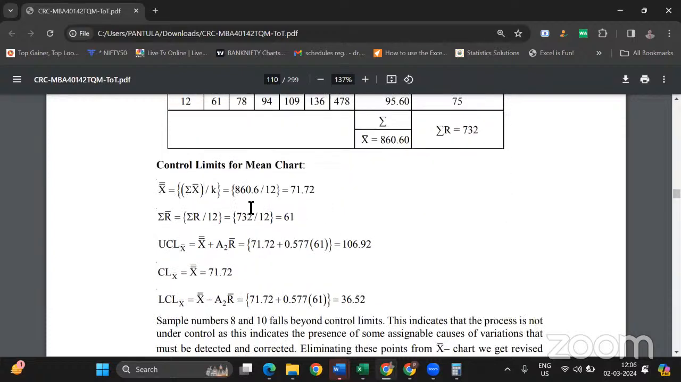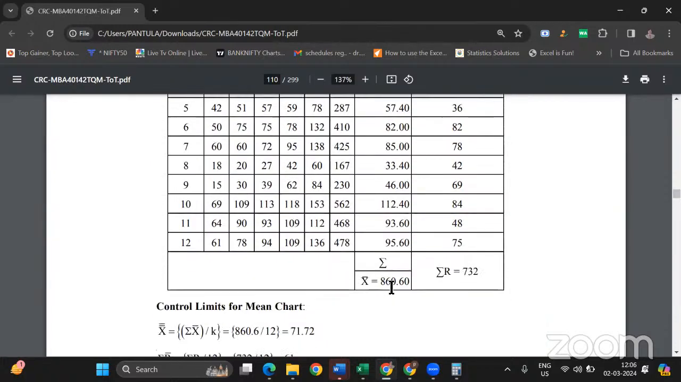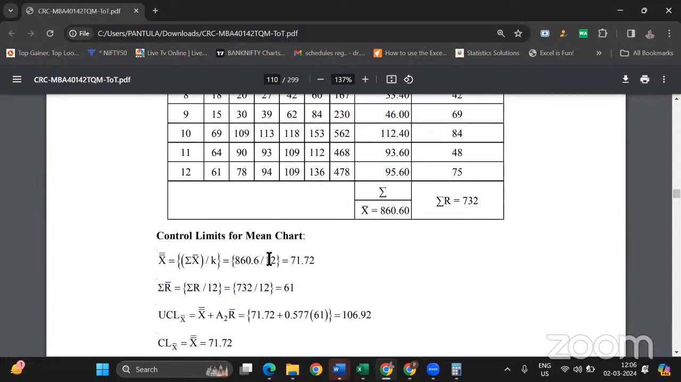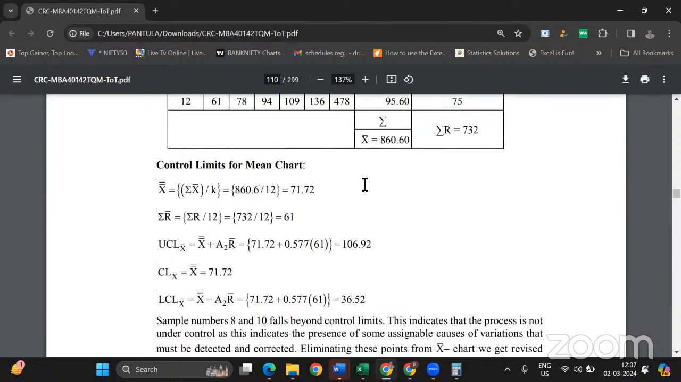So X bar is the summation, 860, divided by k, where k is the number of samples, 12. Now we get this, and the summation of R is 732 divided by 12, which equals 61. Now we get the upper limit: X bar plus A2 times R bar, 71.2 plus 0.577 into 61. You are going to get the values.